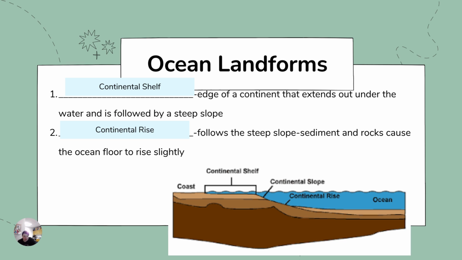Beyond the continental shelf, the land develops a steep slope. Beyond the slope, before the ocean floor levels out, the land slopes slightly upward. This landform is called the continental rise. It is formed by rocks and sediment that have been carried by ocean currents. Together, these two landforms are known as the continental margin.